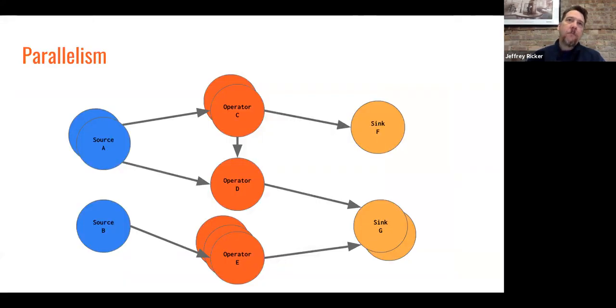When you're looking at your DAG, your directed acyclic graph, what you usually deal with is the fact that there is an operator, there is a source of type A, but there are many instances of it. And there is an operator of type C, but there are many instances of it.